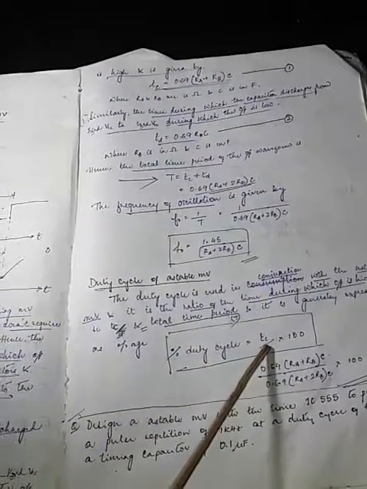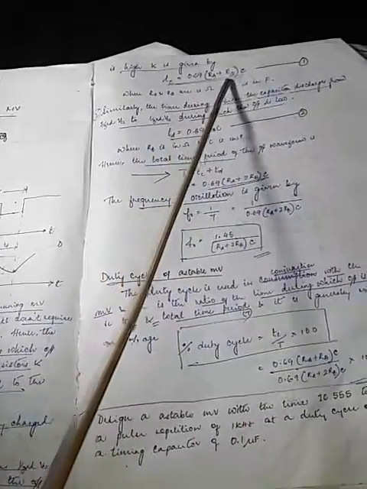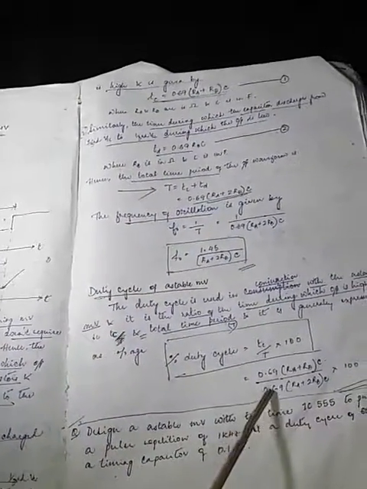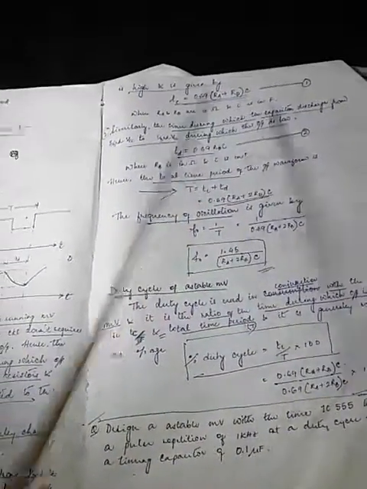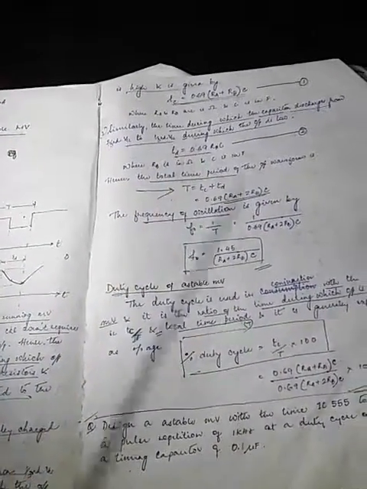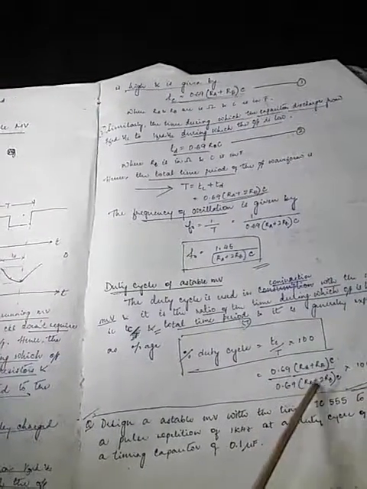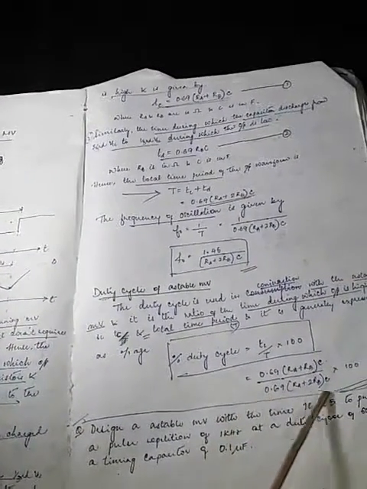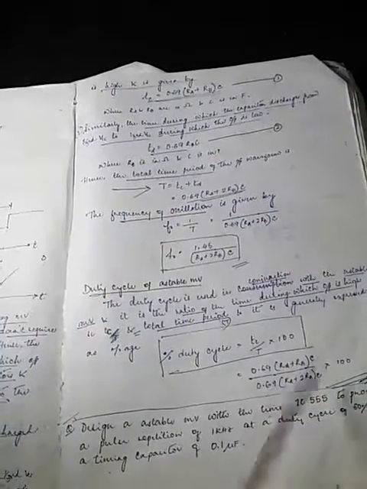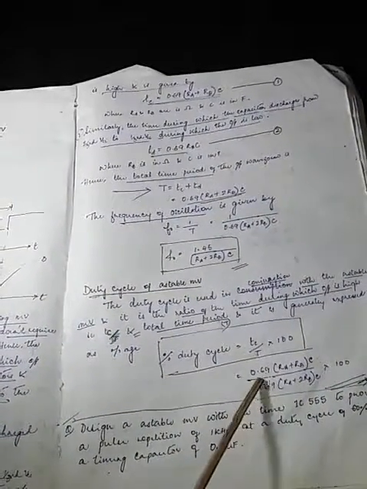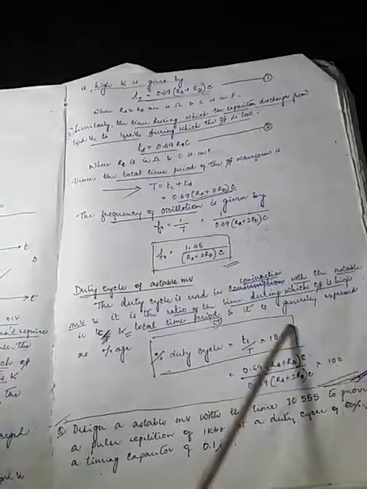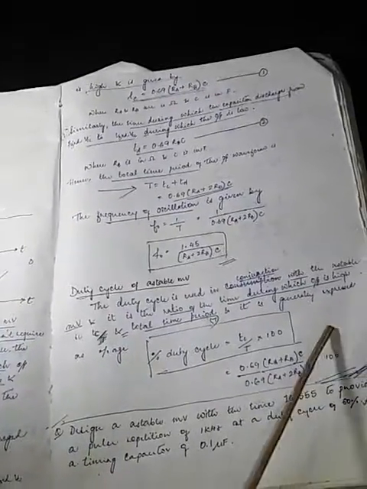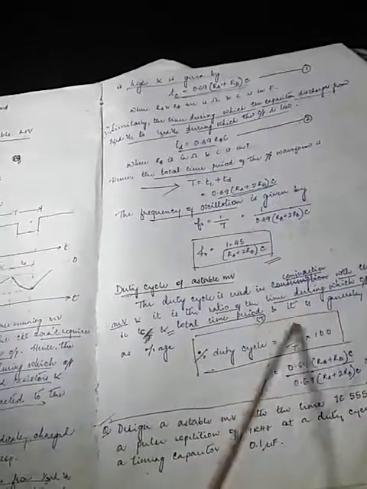If you put these values, TC is 0.69 into RA plus RB into C, so you will get these values. Remember, RBC is red blood cells, an easy way to remember it. And the total time would be TC plus TD, which is 0.69 into RA plus 2 RB into C. This is the value below. You put these values here, you can cancel this, and finally you get this value. You multiply the whole value by 100, and finally this is the expression for duty cycle.